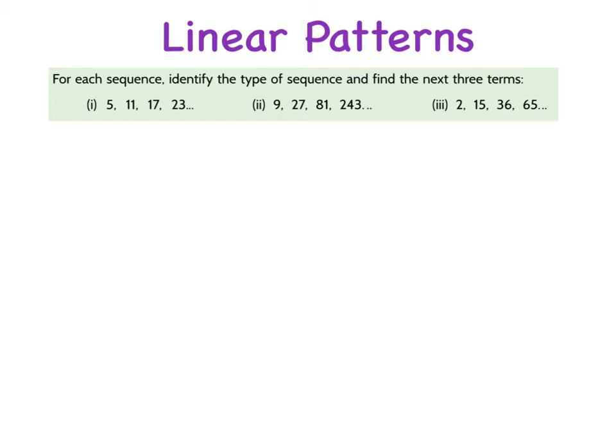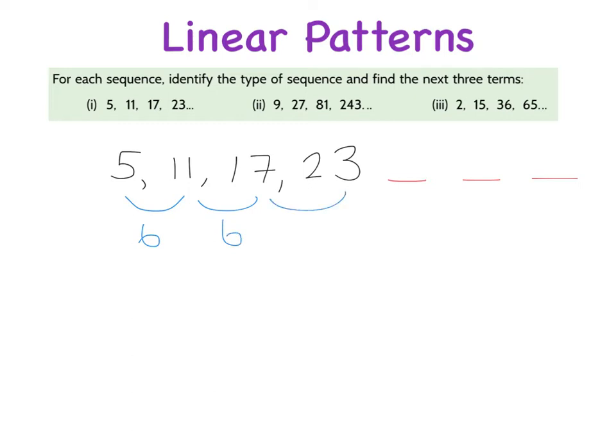So if we look at this first sequence here, we've got 5, 11, 17 and 23. Now if I'm going to find the next three terms, I'm going to have a blank here because I'm going to have 1, 2, 3, three terms. So the difference between 5 and 11, what do you think that is? Well, it's 6. And the difference between 11 and 17 is 6. And the difference between 17 and 23 is 6. So we're adding 6 each time.